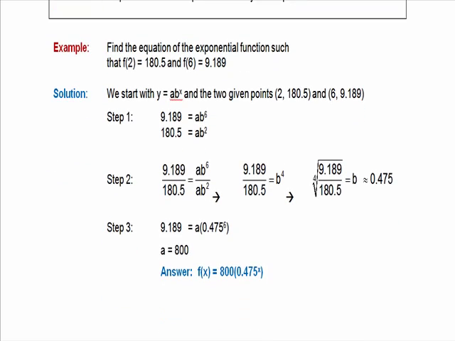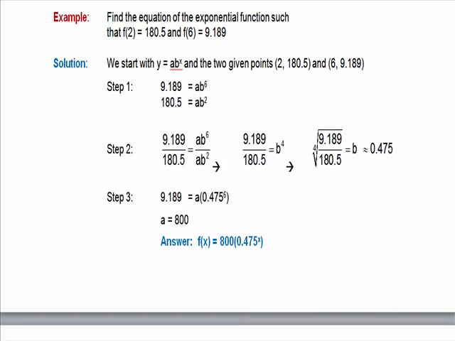I'd like to find the equation of the exponential function such that f at 2 is 180.5 and f at 6 is 9.189. So we're going to first start with y equals ab to the x and the 2 points, which I rewrote now as physical points. So I'd have (2, 180.5) and (6, 9.189).